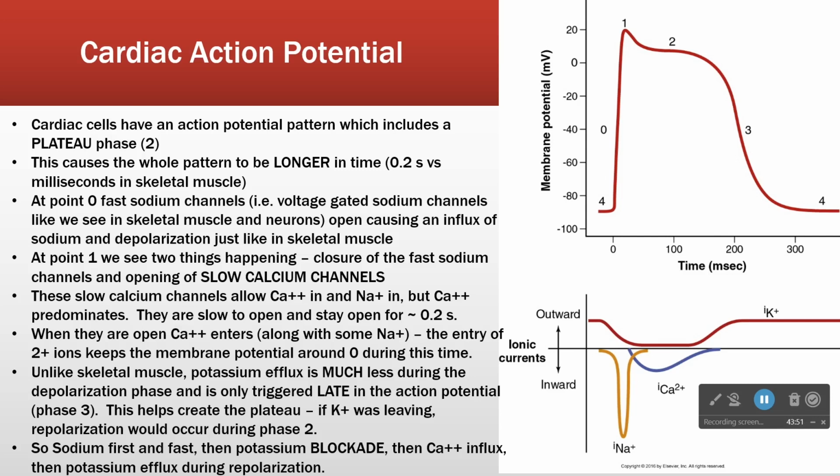Now, this is critical because this action potential diagram looks very different than skeletal muscle, right? Skeletal muscle was just up and down, and that's it. Nerves, same way, up, down, and that's it. So this long plateau phase means that this whole action potential takes place over a much longer period of time than a standard muscle cell or nerve cell action potential, right? So it's 0.2 seconds, 200 milliseconds, as opposed to 10 milliseconds.